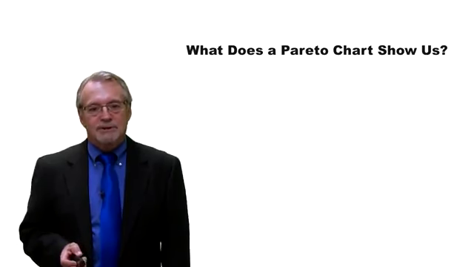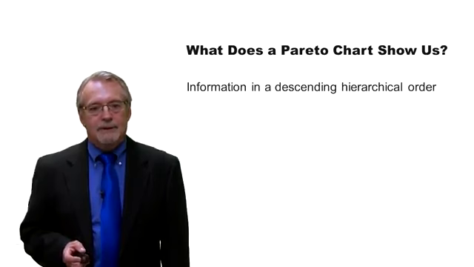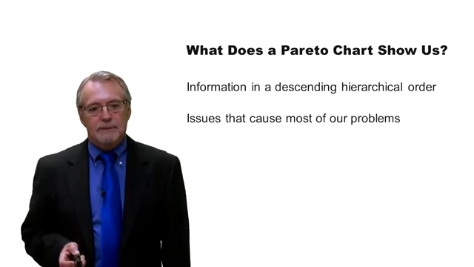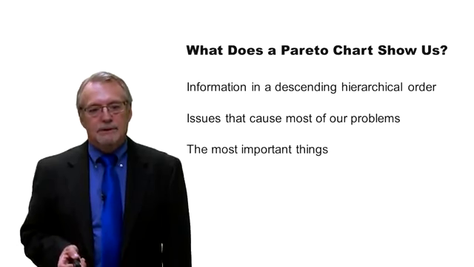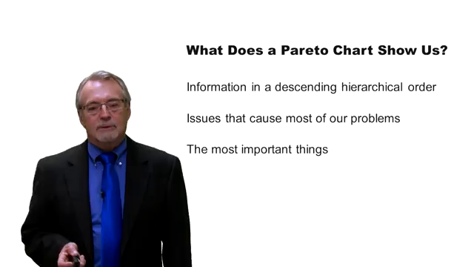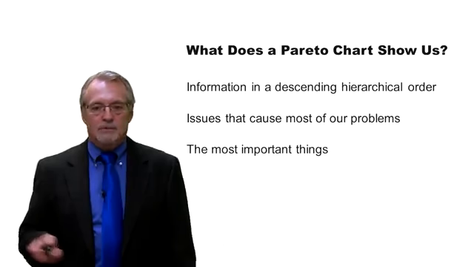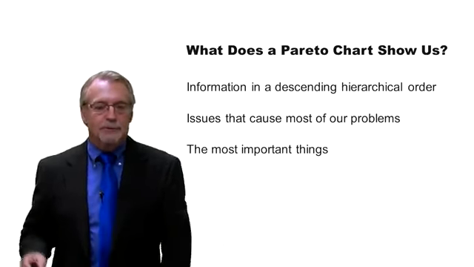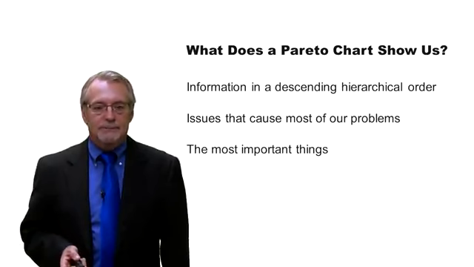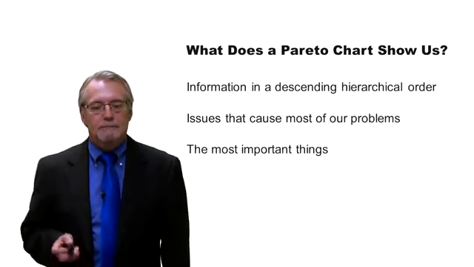What does this show us? Information in a descending hierarchical order. It shows us priorities of things. Identifies issues that cause our problems. It can help us focus our efforts so we're working on the most important things. We're not off wandering around working on some little trivial issue that's really not going to do much for us if we take care of that.